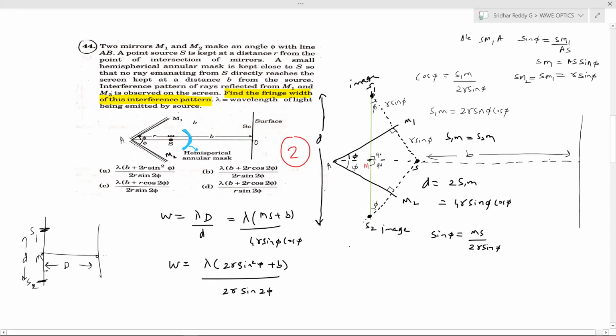I think now things are very clear for you. This is the screen. So what is capital D? Capital D is measured like this. Definitely capital D should be equal to MS plus B, and MS is what we found from the diagram. So this will be your answer.